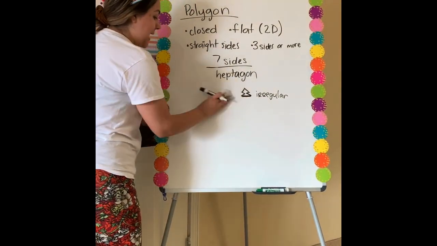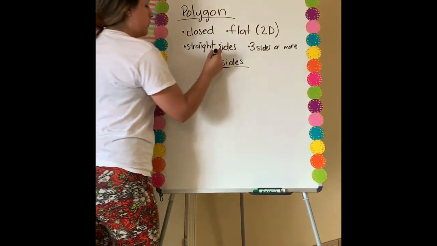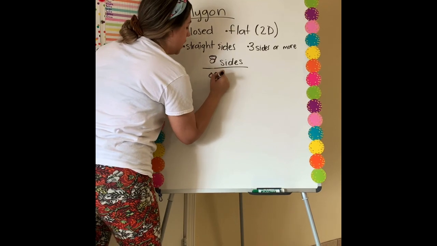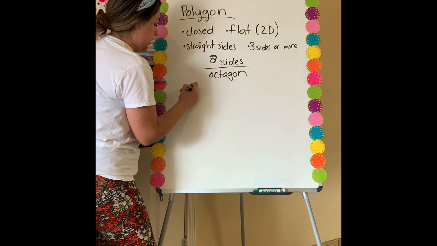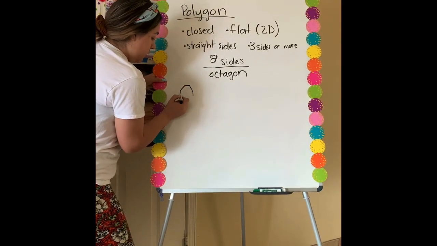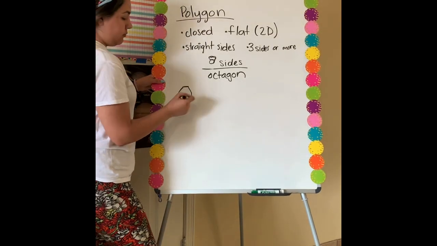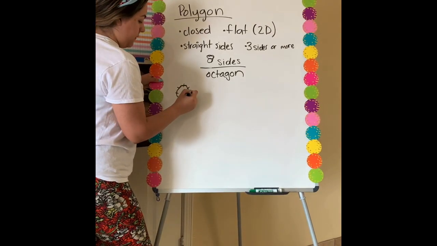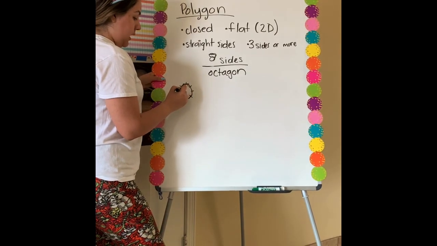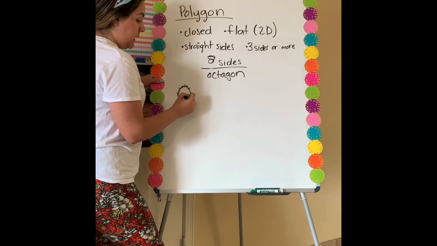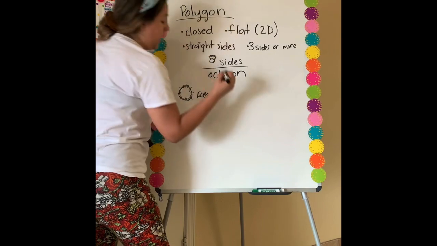Okay? And lastly, 8 sides. 8 sides is called an octagon. This is like the stop sign that you see out in the streets. Something like that. 1, 2, 3, 4, 5, 6, 7, 8 equal sides, 8 equal angles. So if there's equal sides and equal angles, it's a regular polygon.